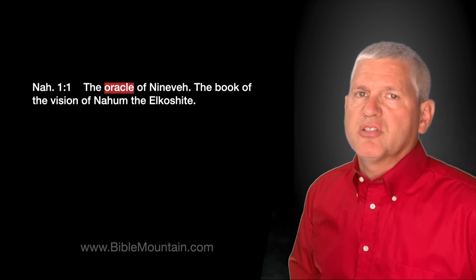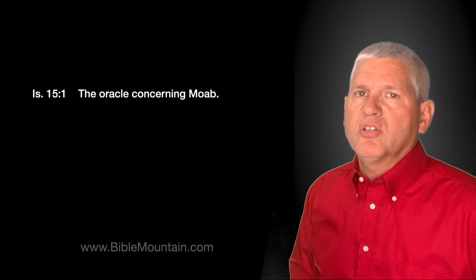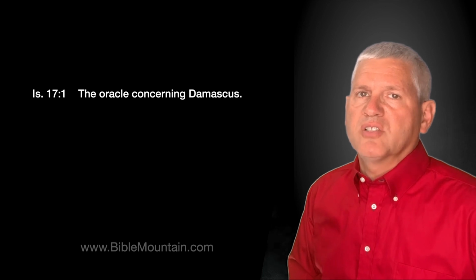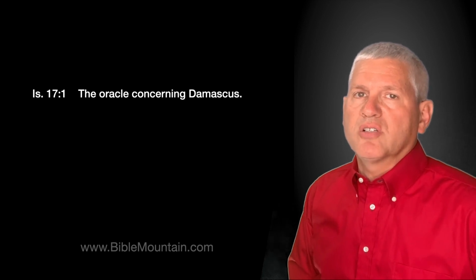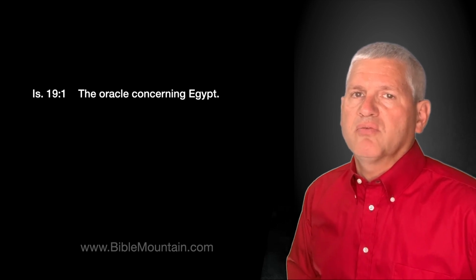We see examples of this in the book of Isaiah. Isaiah was a prophet. Isaiah communicated messages from Yahweh. Sometimes the message Isaiah communicated was called an oracle. Isaiah 15:1, the oracle concerning Moab. The rest of that chapter contains a message from Yahweh about Moab that was delivered by Isaiah the prophet. Isaiah 17:1, the oracle concerning Damascus. Isaiah 19:1, the oracle concerning Egypt. Each of those passages is a message that Isaiah communicated on behalf of Yahweh.